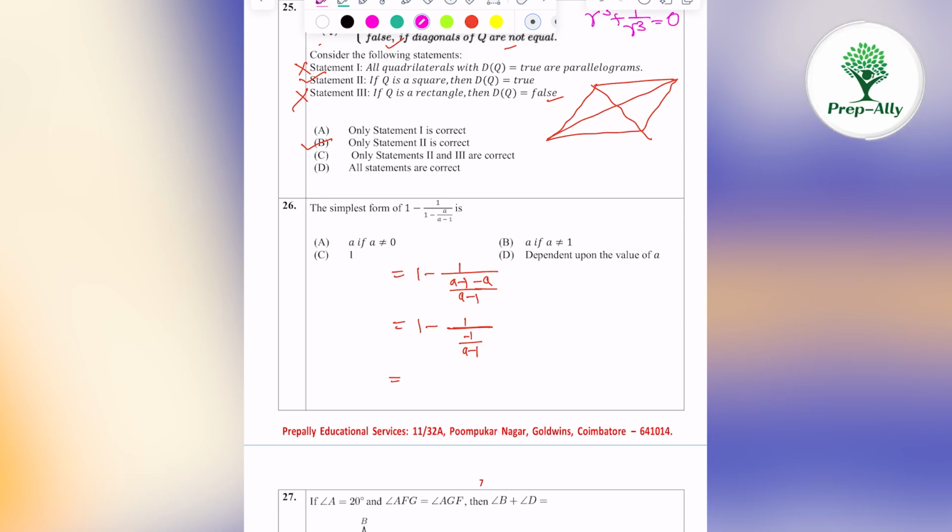So if a is equal to 1, then this fraction is not defined. If a is equal to 1, so after this line we can write a is not equal to 1. Now here we proceed for the solution.